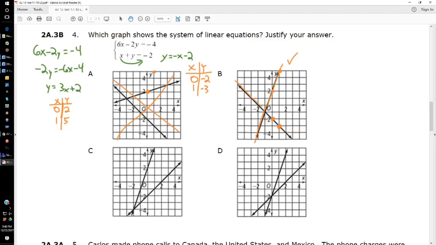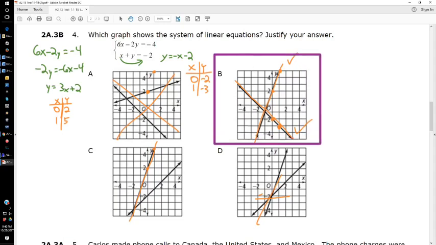So we stumbled across it initially. Check. Those should be the 2 lines you get. This one has this line, but not the other one. This one doesn't have either of them. So the answer is, put a big old box around it, B.